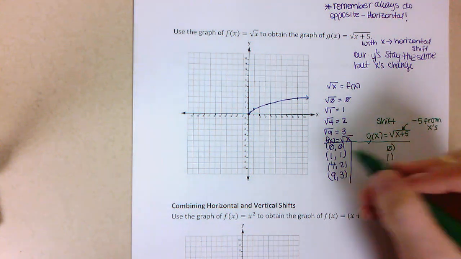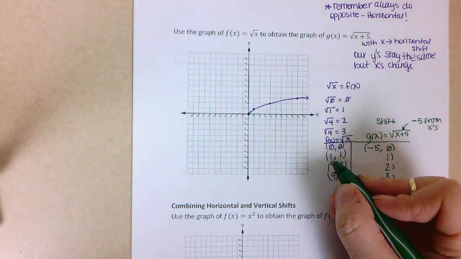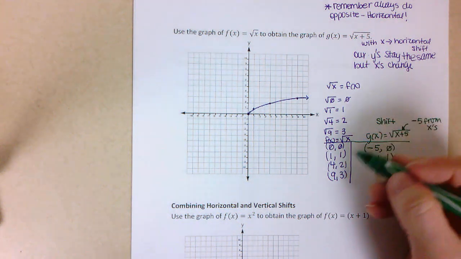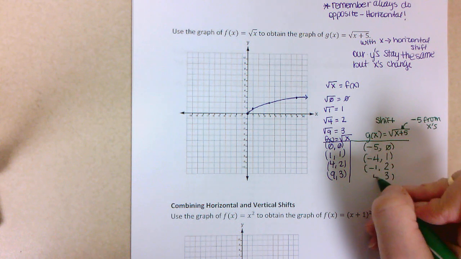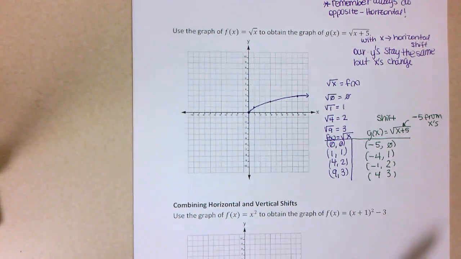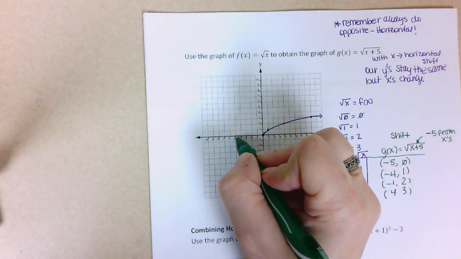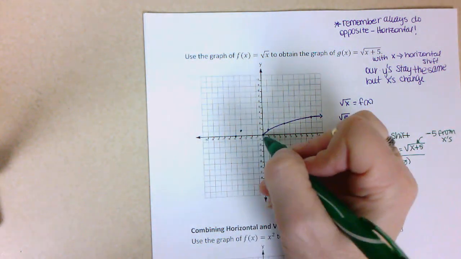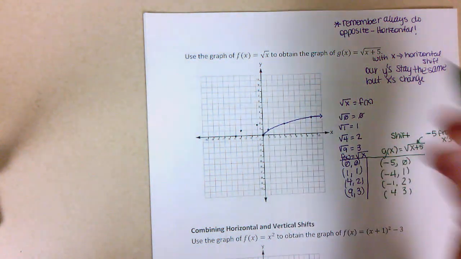Now let's subtract 5 from 0. Subtract 5 from 1. Try not to think ahead. Subtract 5 from 4. And subtract 5 from 9. So now we can graph these. So at negative 5, it's 0. At negative 4, 1. Negative 1, it's 2. And at 4, it is 3.